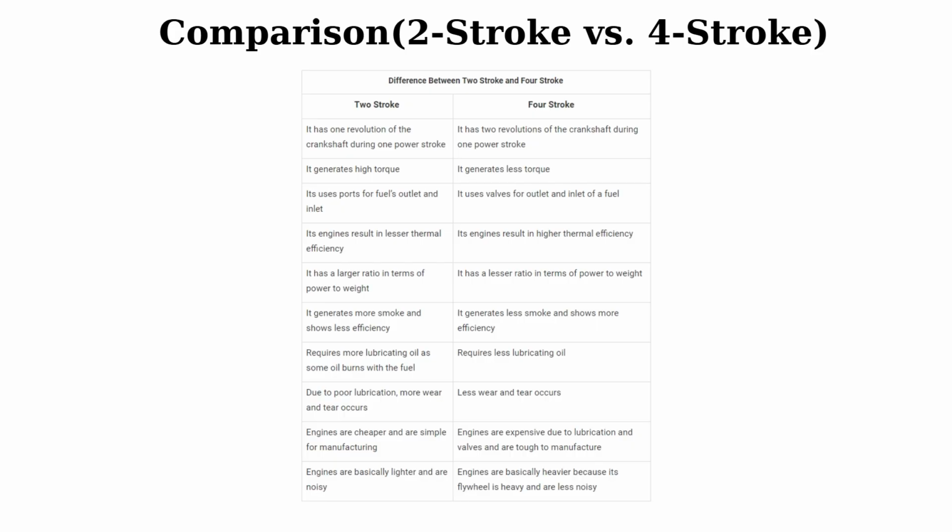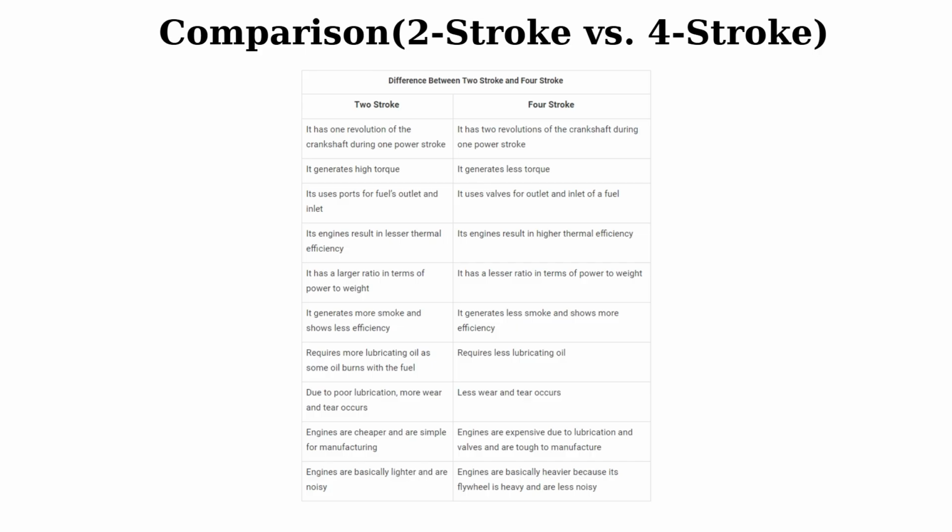Now, I want to talk about application areas. Two-stroke engines are used in small machines because they have a lightweight design. For example, small motorcycles and small equipment, lawn equipment. Four-stroke engines are used in larger and more complex systems. For example, cars, trucks, buses, and generators. This shows that each engine type is used for different purposes.